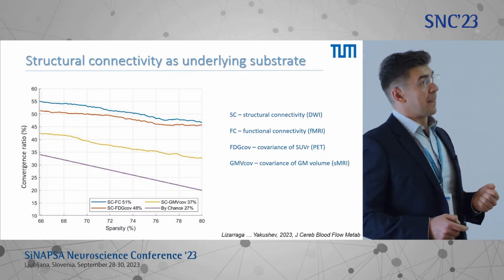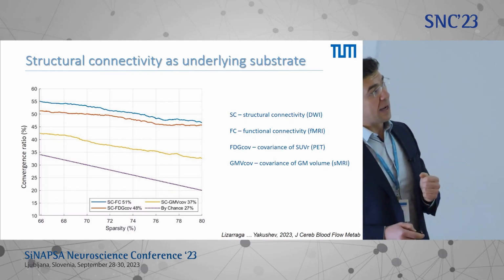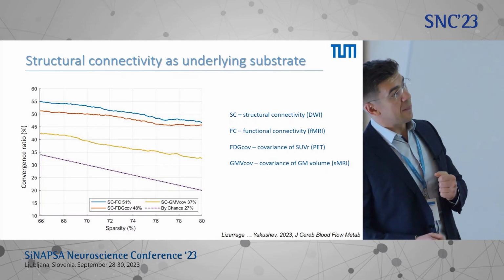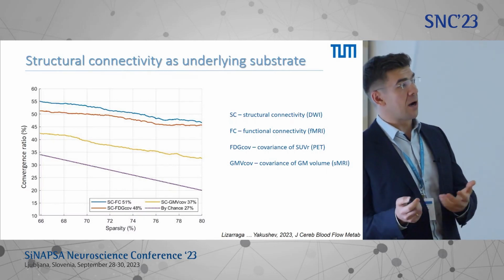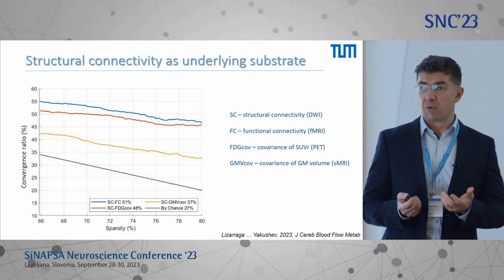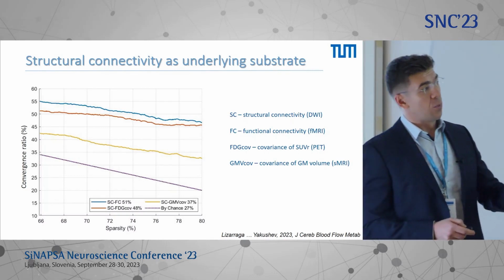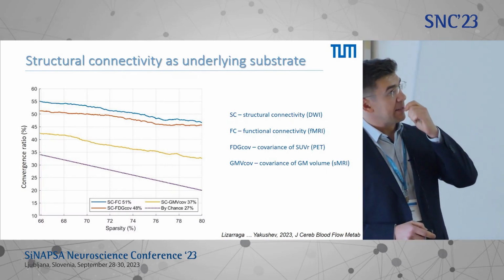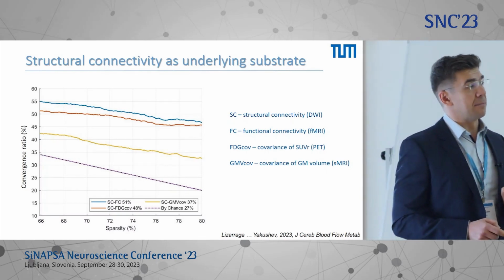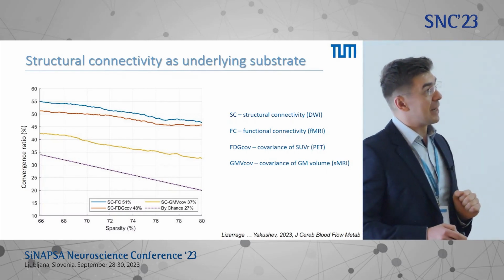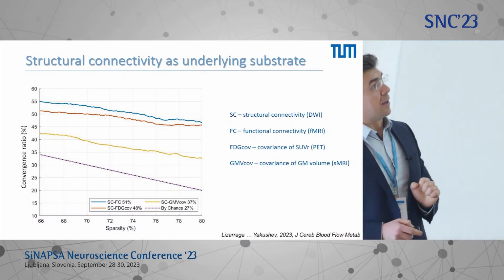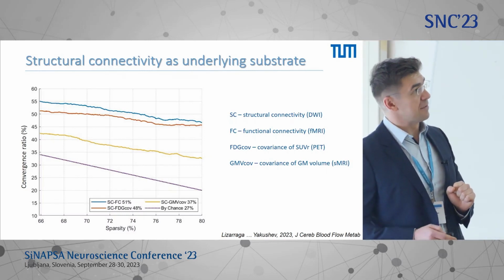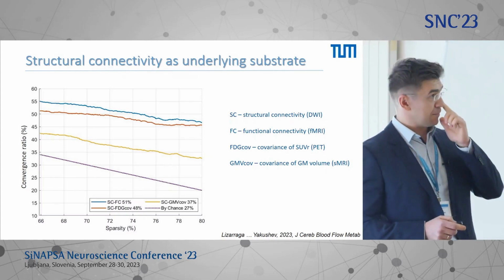And if this were so, I would expect that FDG covariance would be closer to gray matter volume covariance, because they are calculated in the same way, right? We also have a T1 image, one image per subject in structural MRI data, and one image per subject in PET data, but this is not the case. So the functional measures of brain connectivity are much closer to each other.